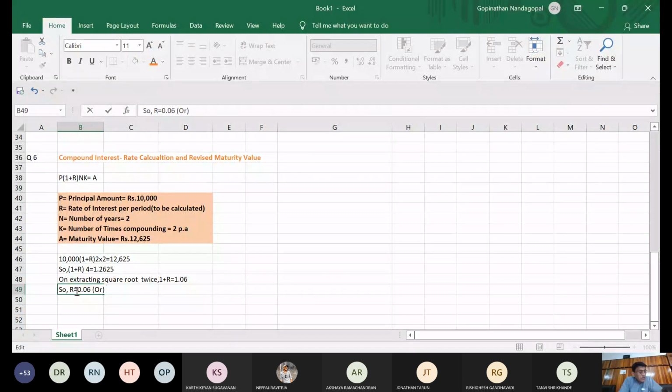Now this R is the rate. Wait, I'm coming. I've not completed the problem. You wait, Balakrishnan. Okay, sir. Sorry. Proceed. As the interest rate has to be given in percentage, I call this as 6%. So 6% per period. Now, are you clear or not?